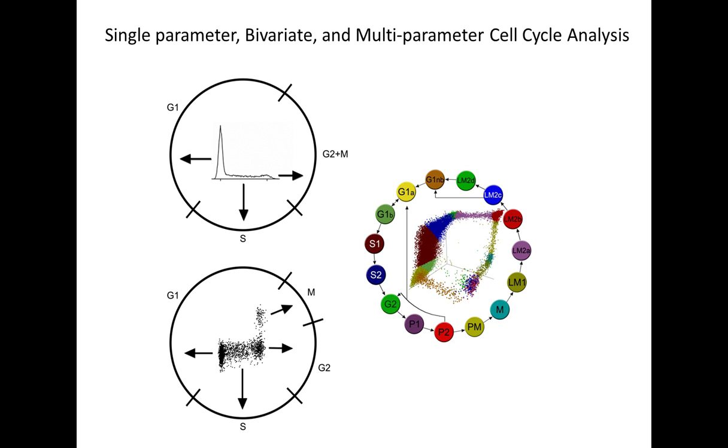M is synonymous with the mitotic stages of the cell cycle. G1 are cells with one genome, S is cells that are synthesizing the second genome, and G2 and M are cells with two genomes. On the right, a three-parameter plot shows cells stained for DNA content, a mitotic marker, and two cyclin proteins. These are proteins that oscillate periodically and regulate the cell cycle. These data create a multi-compartment model of contiguous obligate states that cells pass through during the cell cycle, and that is multiparametric cell cycle analysis.